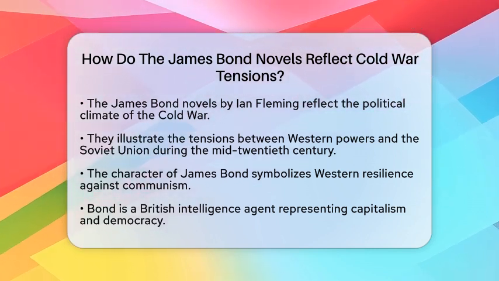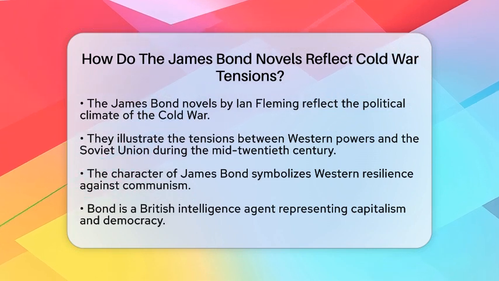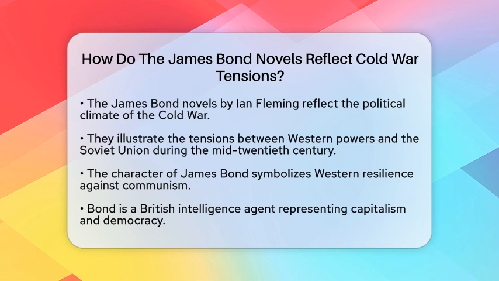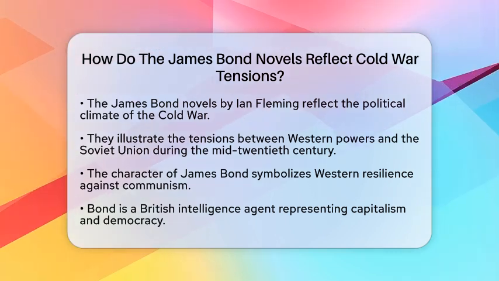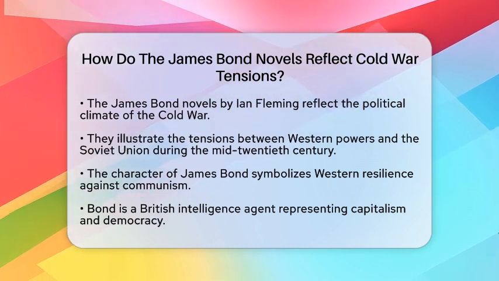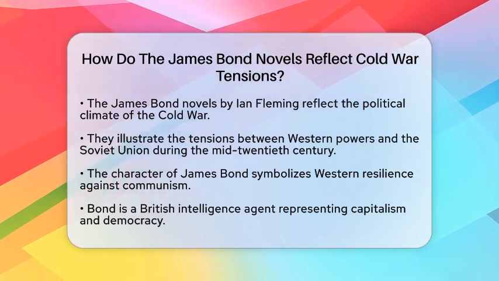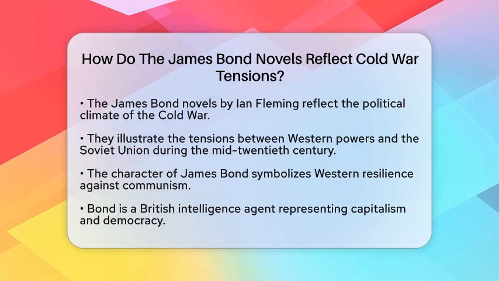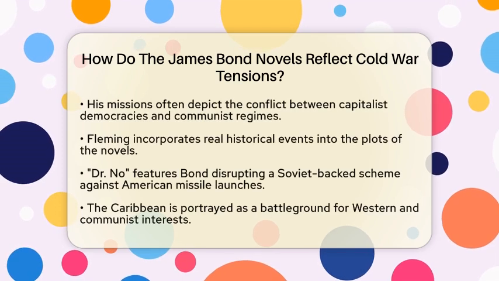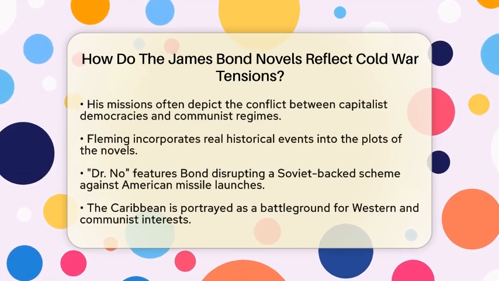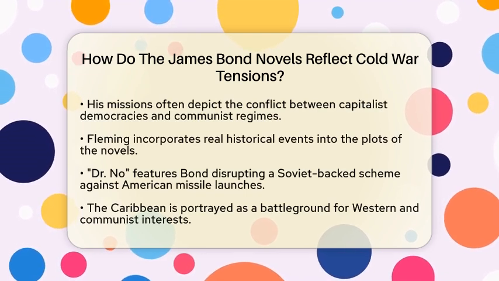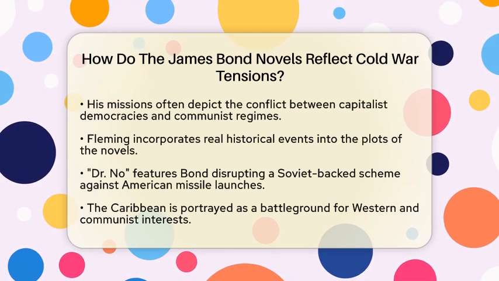They capture the ideological struggle that defined the mid-20th century, showcasing the fears and anxieties of the era. At the heart of these novels is the character of James Bond, who represents Western resilience against the looming threat of communism. As a British intelligence agent, Bond embodies the values of capitalism and democracy, often facing off against Soviet-backed adversaries. His missions serve as allegories for the broader conflict between capitalist democracies and communist regimes.